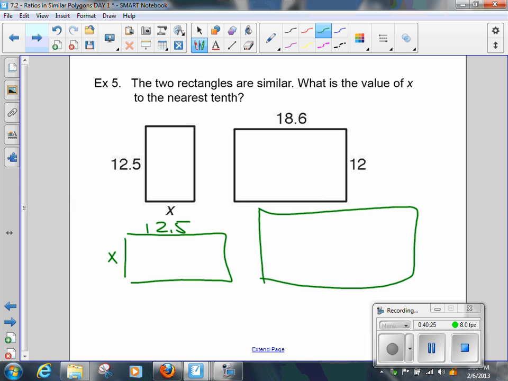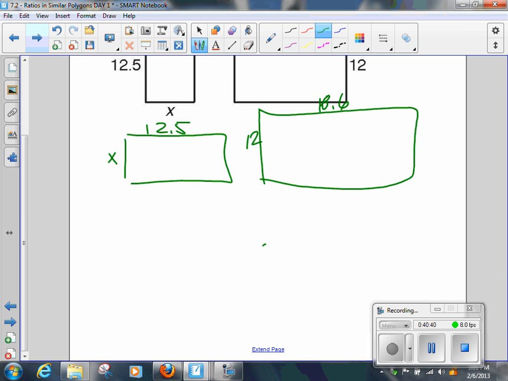What do I do with these numbers? Would I put x over 12? Can I throw 12 over here on the left and keep 18.6 up here on top? Why? Because in rectangles, opposite sides are congruent. Right on? That was what that means. I got you.